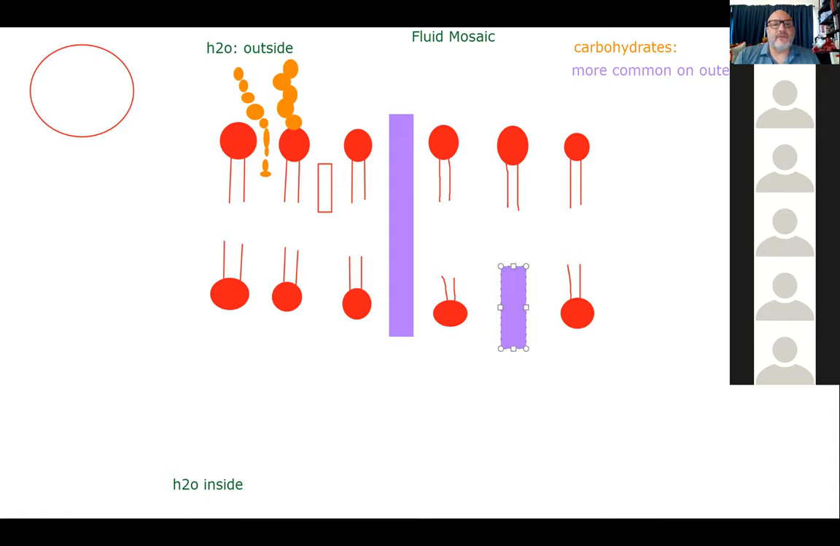All righty, so let's talk proteins. With proteins, there are basically two main types that we are going to find associated with the plasma membrane. The first one are what we could call integral.